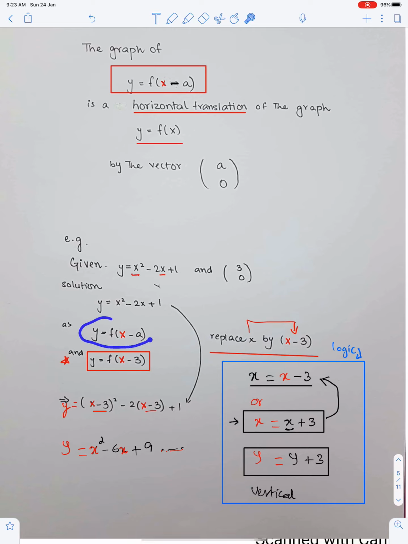This is the equation of the resulting graph because this is the horizontal translation. By substituting the value of a here, you will get this equation. So this is the required equation of the resulting graph. You just need to substitute x minus 3 here and here. You need to simplify this equation. I left this equation here for the simplification. You can simplify this later.